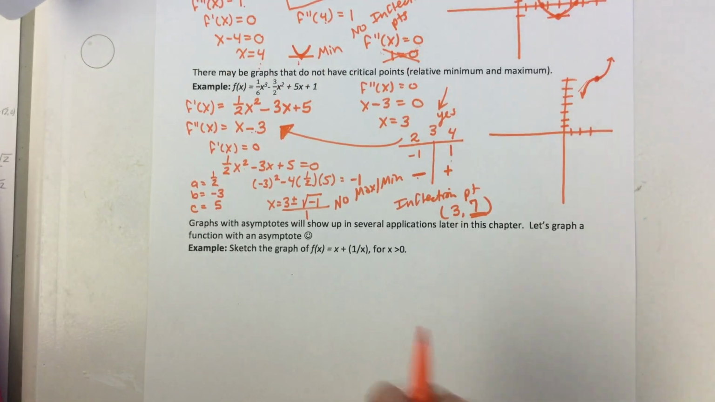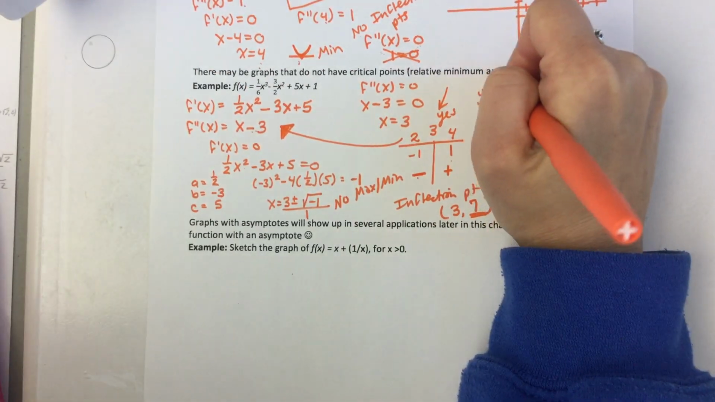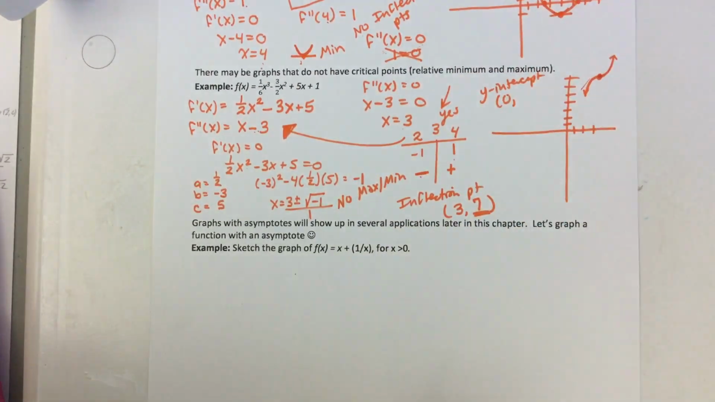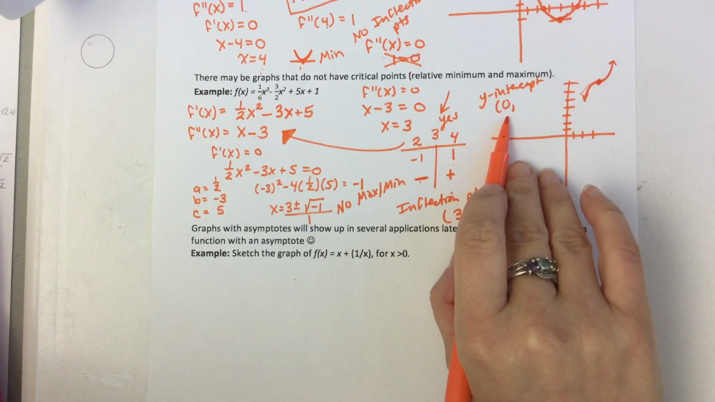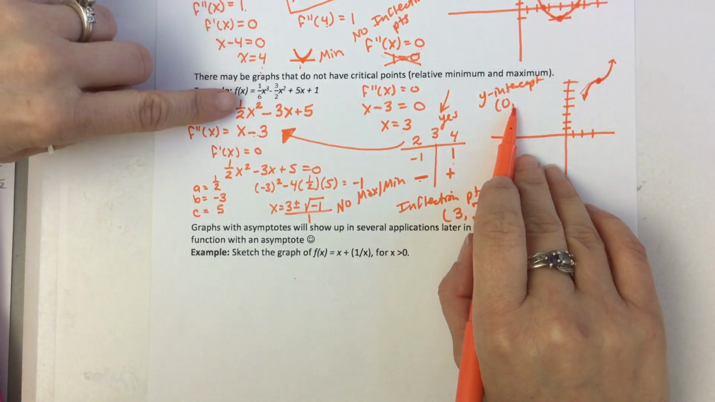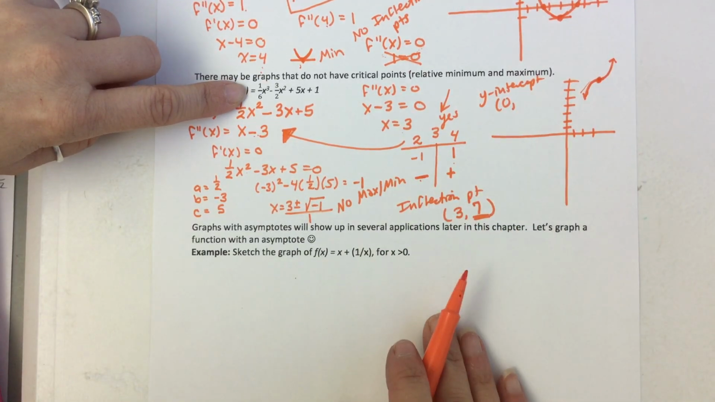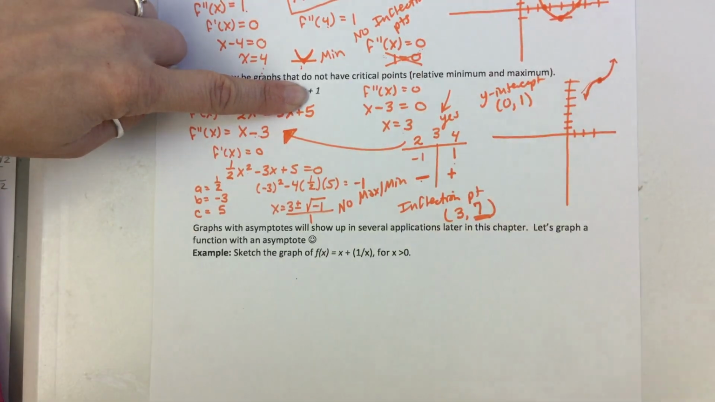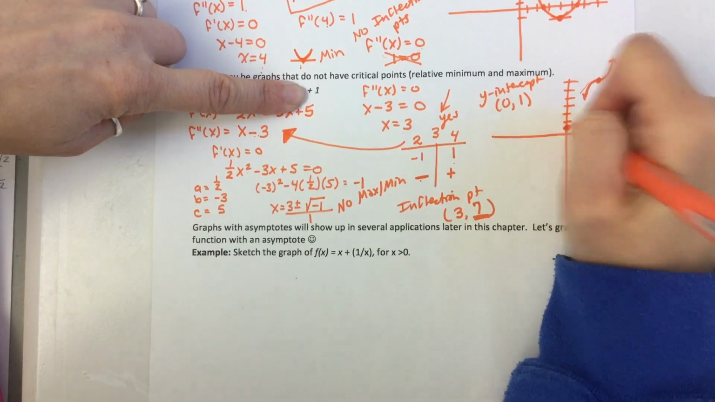Now, if I look at the y-intercept, let's see where this bad boy crosses the y-axis. The y-intercept is where the x value is 0. To find the height, the y value, you have to go back to the original. So if I put in a 0 for x, this cancels, this cancels, this cancels, the y value is 1. So at (0, 1), I have a point.